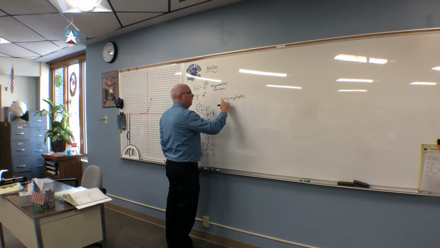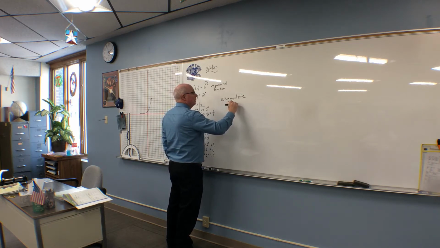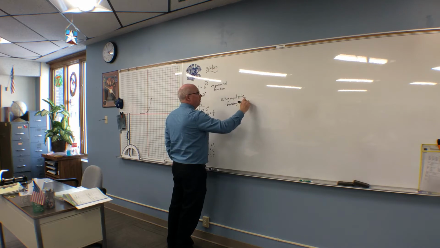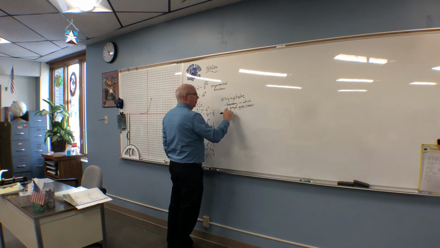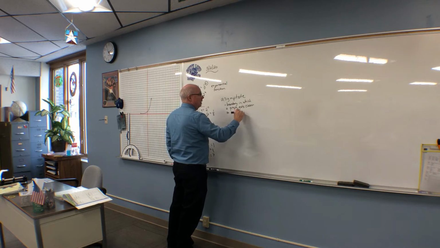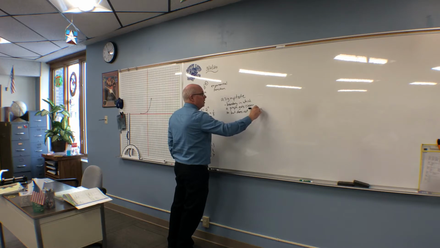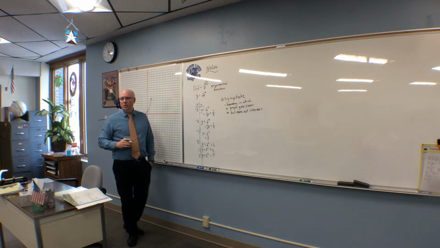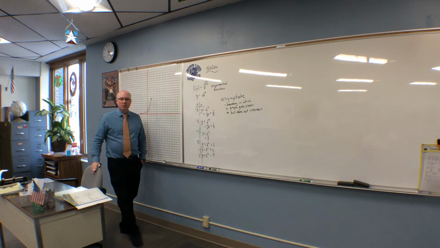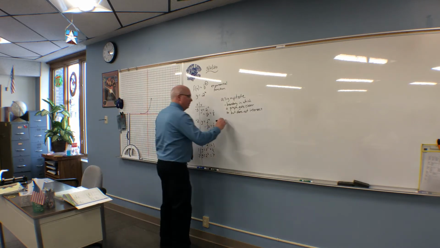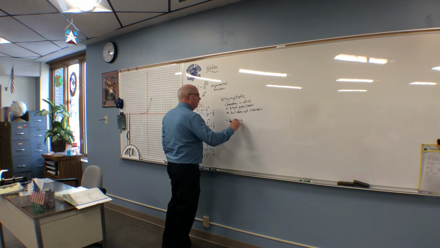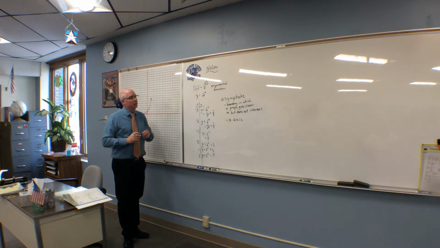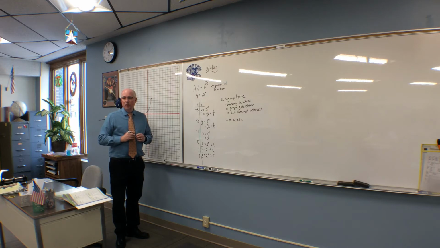It is a boundary which a graph gets closer to, but does not intersect. So it's forever getting closer to, but never touches it. Okay, it's called an asymptote. And in this case, we have an asymptote of the x-axis. Now, all exponential functions have an asymptote.